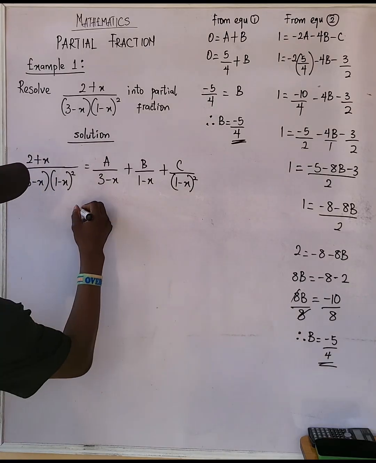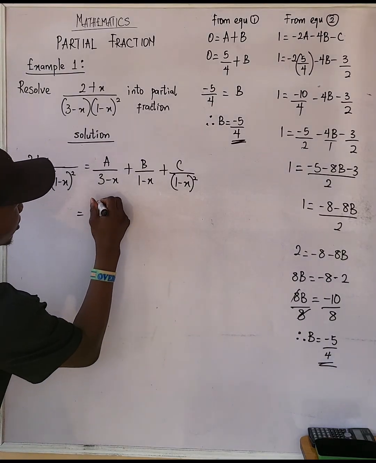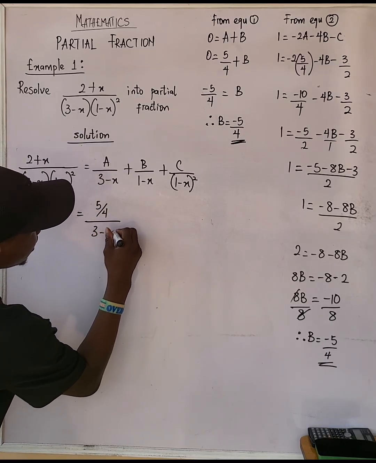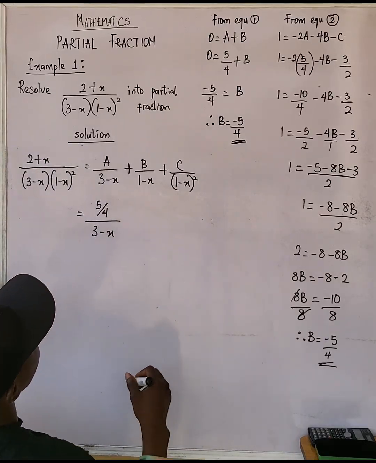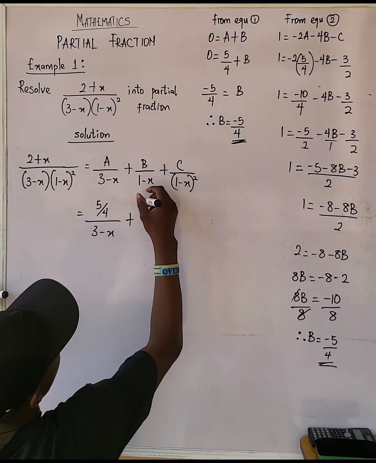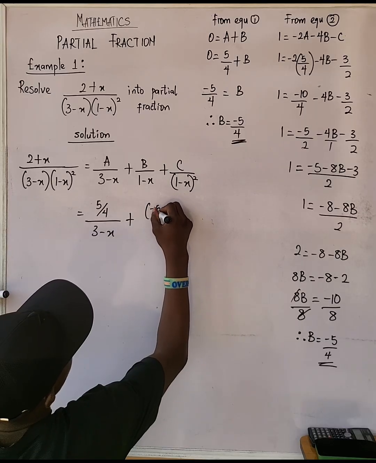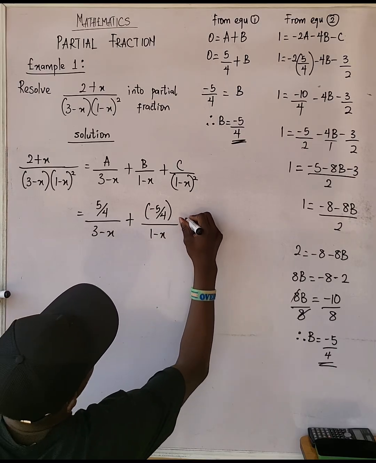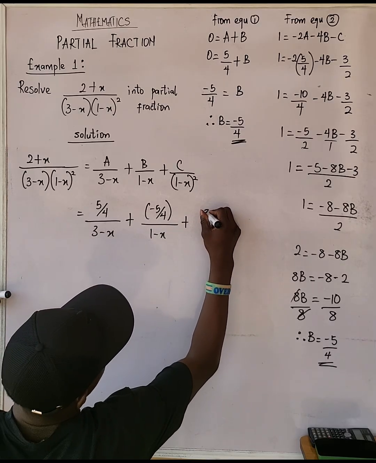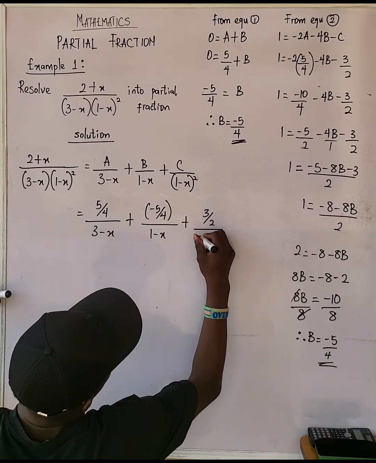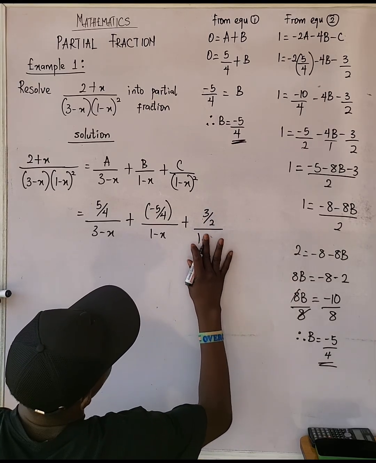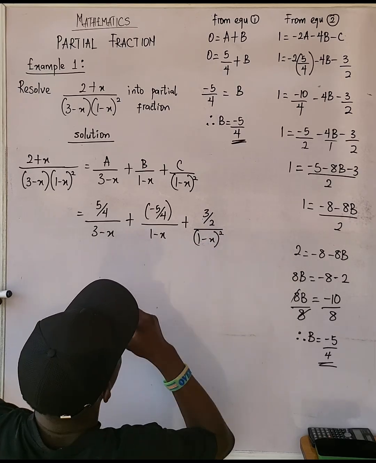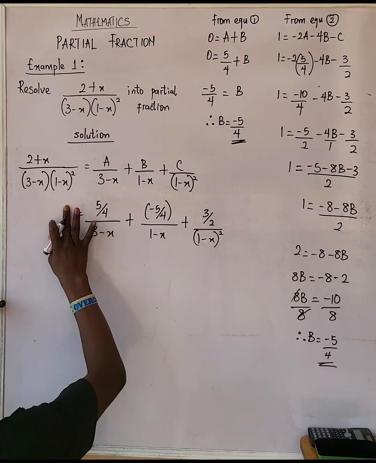Now let's return the values there. What did we get for a? You say 5 over 4 then over 3 minus x, right? Then plus what did we get for b? Minus 5 over 4. You put inside bracket. Then over 1 minus x. Then plus what did we get for c? 3 over 2. Then over 1 minus x all square. Now, what do we do now?